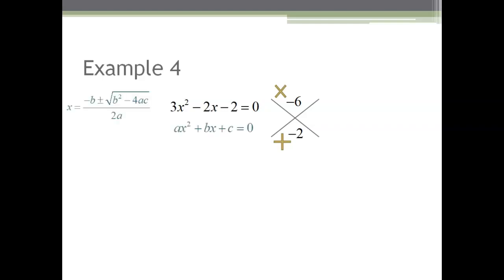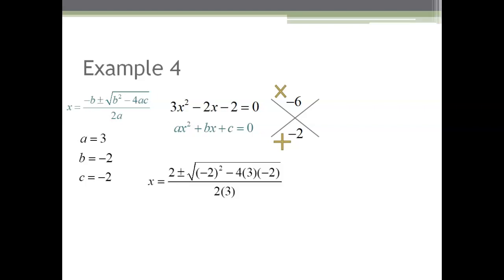All right, so a in this case is 3, b is negative 2, and c is negative 2. Now let's go ahead and plug it right into the formula. So that leaves us with x equals, and again, be careful here with the negatives. Negative b means the opposite of b, in this case positive 2, plus or minus, and then b squared, so that's negative 2 in parentheses, squared, minus 4 times 3 times negative 2. And we're going to put all of that over 2 times 3.